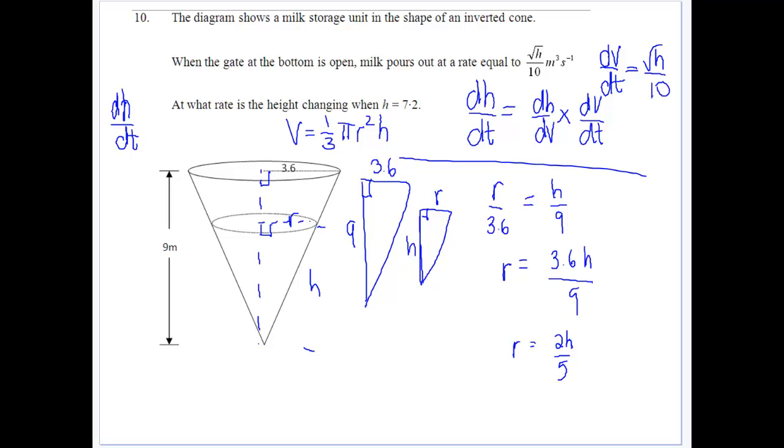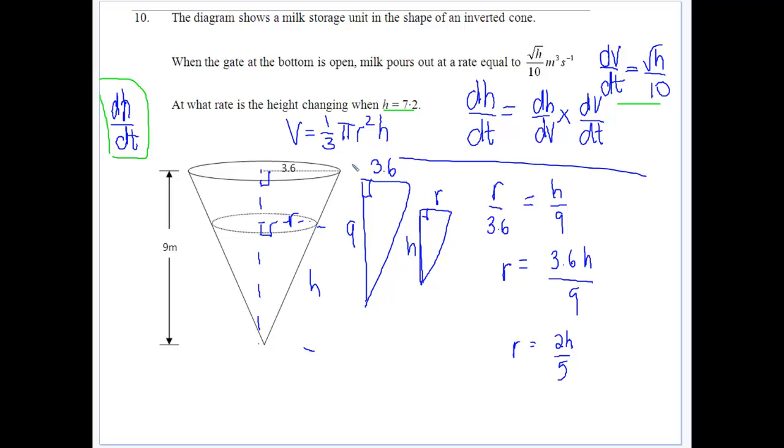This time we've got a milk storage unit in the shape of an inverted cone. So when the gate opens at the bottom, milk pours out at a rate equal to square root of h on 10. What's that saying? Well, the volume is changing at a rate of square root of h on 10. At what rate is the height changing? So we assume that the h there is the height, when h is 7.2. So what we want is the idea that the height is changing and we want to find the rate of change. So we want to find dh/dt.